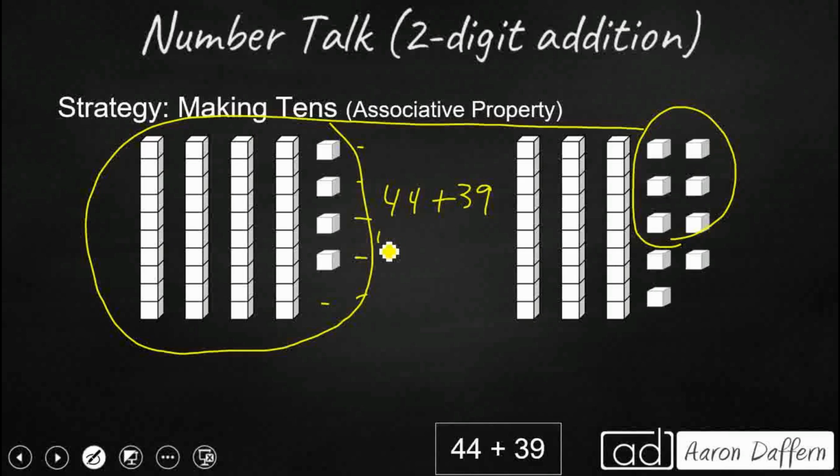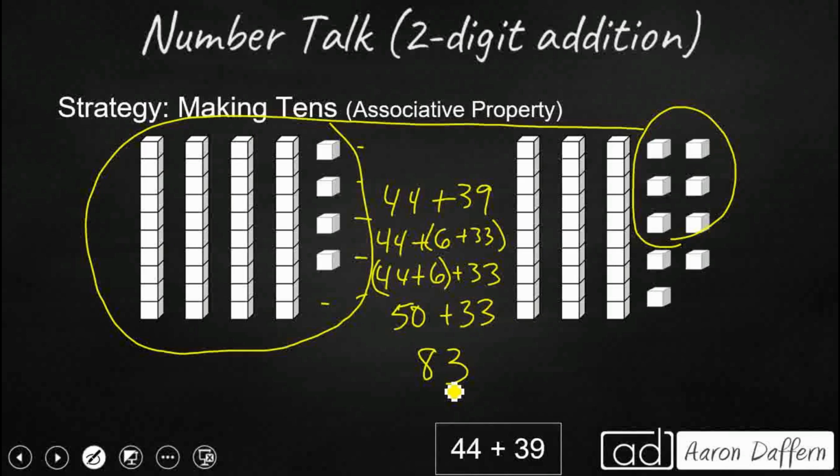So I'm going to keep my 44 intact. This time I want to split up my 39. I want the 6 that I need to make that 44 go up to 50, and then whatever's left over, which happens to be 3 tens and 3 ones. So I'm going to use my associative property again to keep all of my numbers in the exact same order. I'm simply going to regroup them. So I add that 44 plus my 6, and that's going to get me my 50. Now I've just got my 33 left over. And we get the same answer, 83, but that's nice because there is no regrouping necessary.